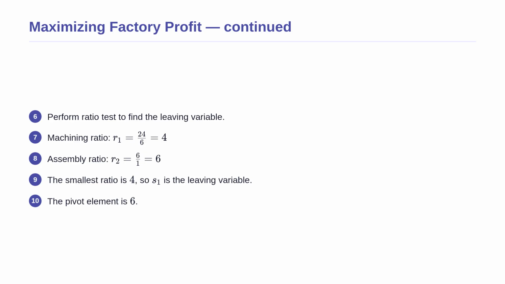We must choose the smallest ratio because the machining department will run out of time before assembly does. This makes S1 our leaving variable, and the number 6 becomes our pivot element for the next step.